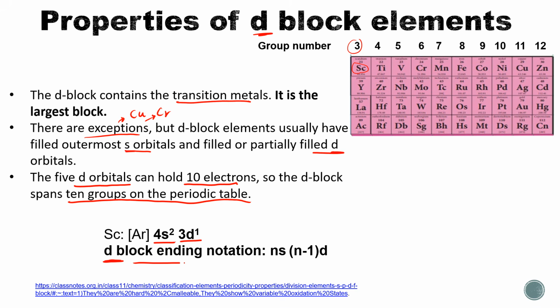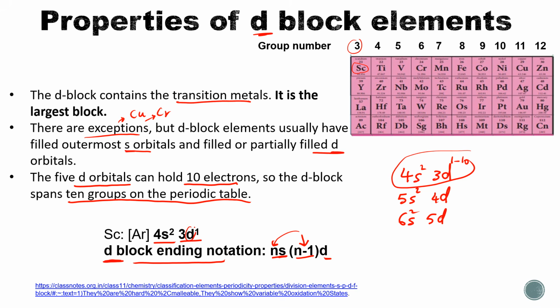So the d block elements notation always ends with ns and (n-1)d. What does that mean? If you have 4s, then you will have 3d. If you have 5s, you will have 4d. If you have 6s, you will have 5d. Always this number is less than this number by 1. That's what we mean, okay? And the d can be from 1 to 10, and the s is usually 2. So that's the ending of the notation, like here. It ends with d, so it's in block D, okay?